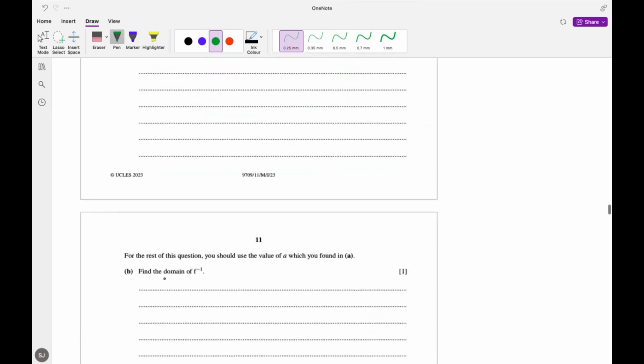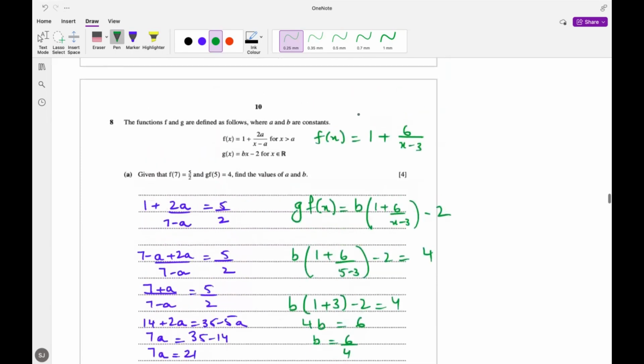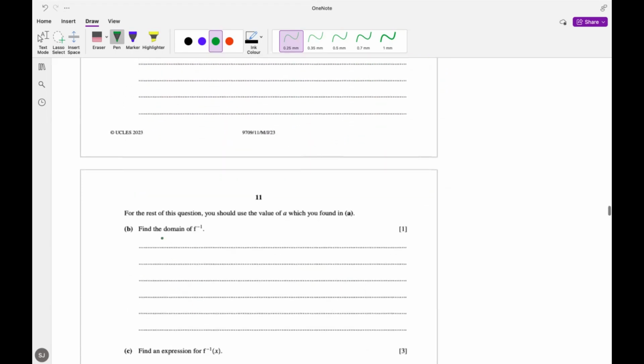Now in part B, it is asking us to find the domain of f inverse, and we'll be using the value of a which we found in part A. So f of x was 1 plus 6 upon x minus 3. To find the domain of f inverse, we'll find the range of f of x, as the domain of f inverse will be the same as the range of f of x.